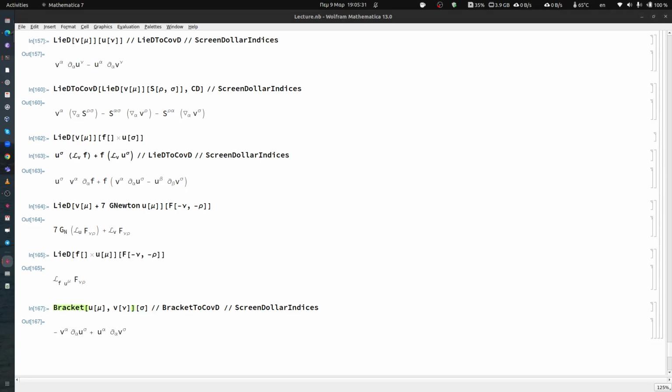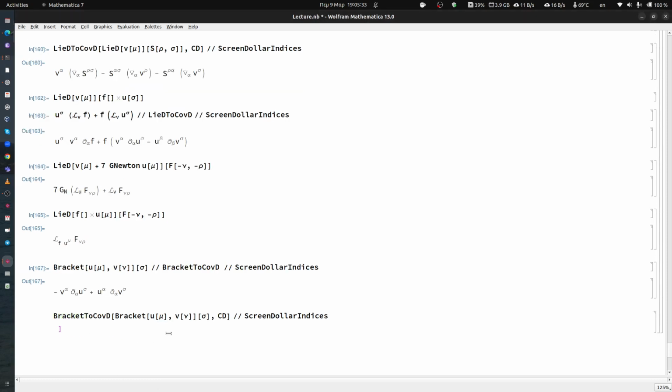You can also expand the Lie bracket in terms of another covariant derivative by using two arguments in the bracket to cov d function. The first argument is the bracket, same syntax as before, and then the second one is the covariant derivative. And then you obtain an expression that involves the covariant derivative.